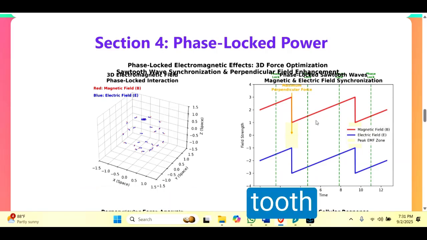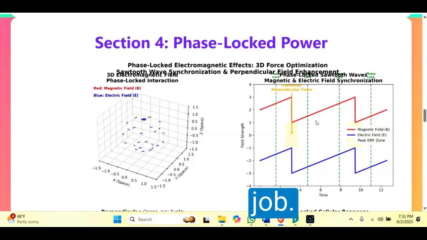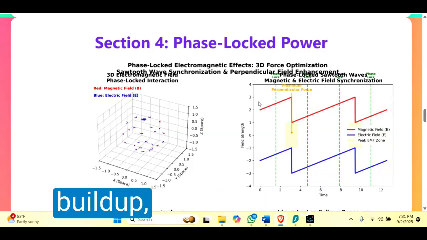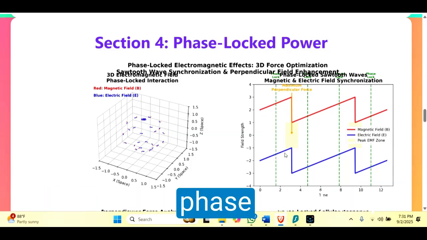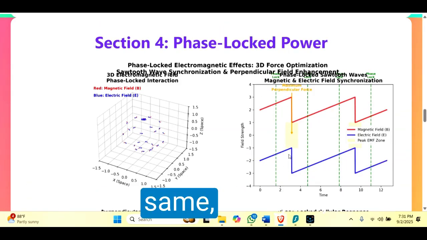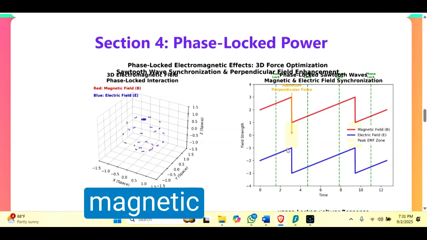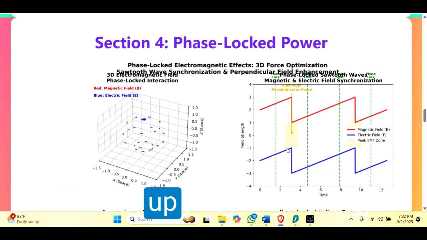So the sawtooth pulse works in 4 distinct phases. Each phase has a specific job. So there's the rising buildup. Both the magnetic field and electrical force increase together. So we're increasing, see this in this phase right here? We're increasing together at the same time. You see how they look the same? So again, electrical and magnetic field forces are increasing together gradually. It's like winding up a spring. You're building up potential energy.